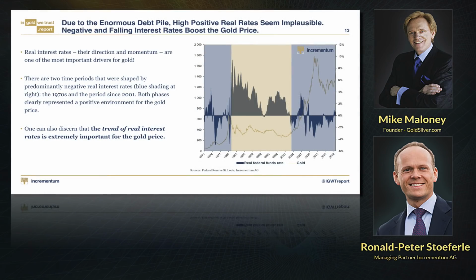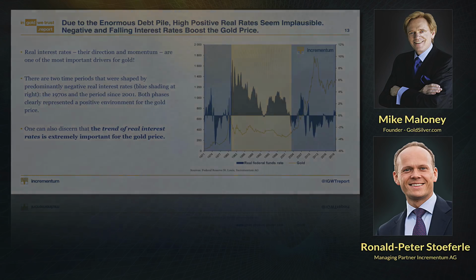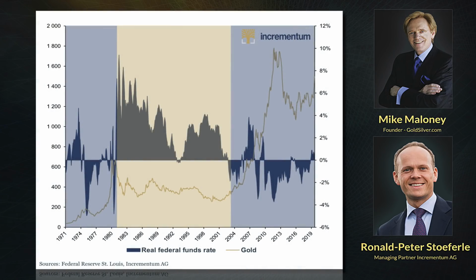We'll move on to the next chart, and this is sort of the environment for gold, positive or negative real interest rates. For the audience, anybody that doesn't know what a real interest rate is, it's the amount of interest you're getting paid. Do they use the 10-year Treasury for this, Ronnie? For this year, I think we chose the Fed funds rate. Oh, the Fed funds rate. Okay. Yes. So it's the Fed funds rate minus inflation.